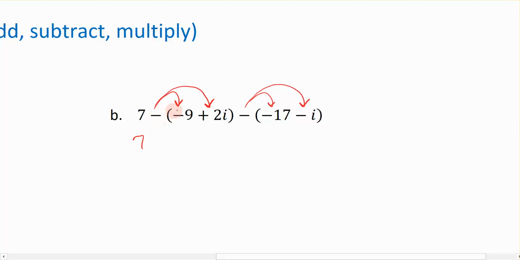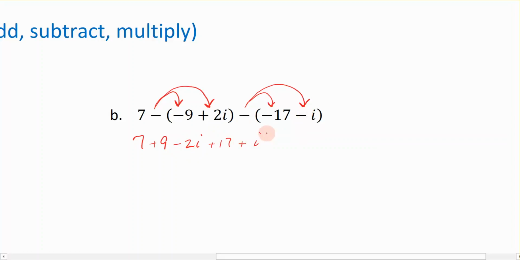And I have a -1 times a -9, which is a positive 9. -1 times a positive 2i is minus 2i. Here I have plus 17 and plus i.